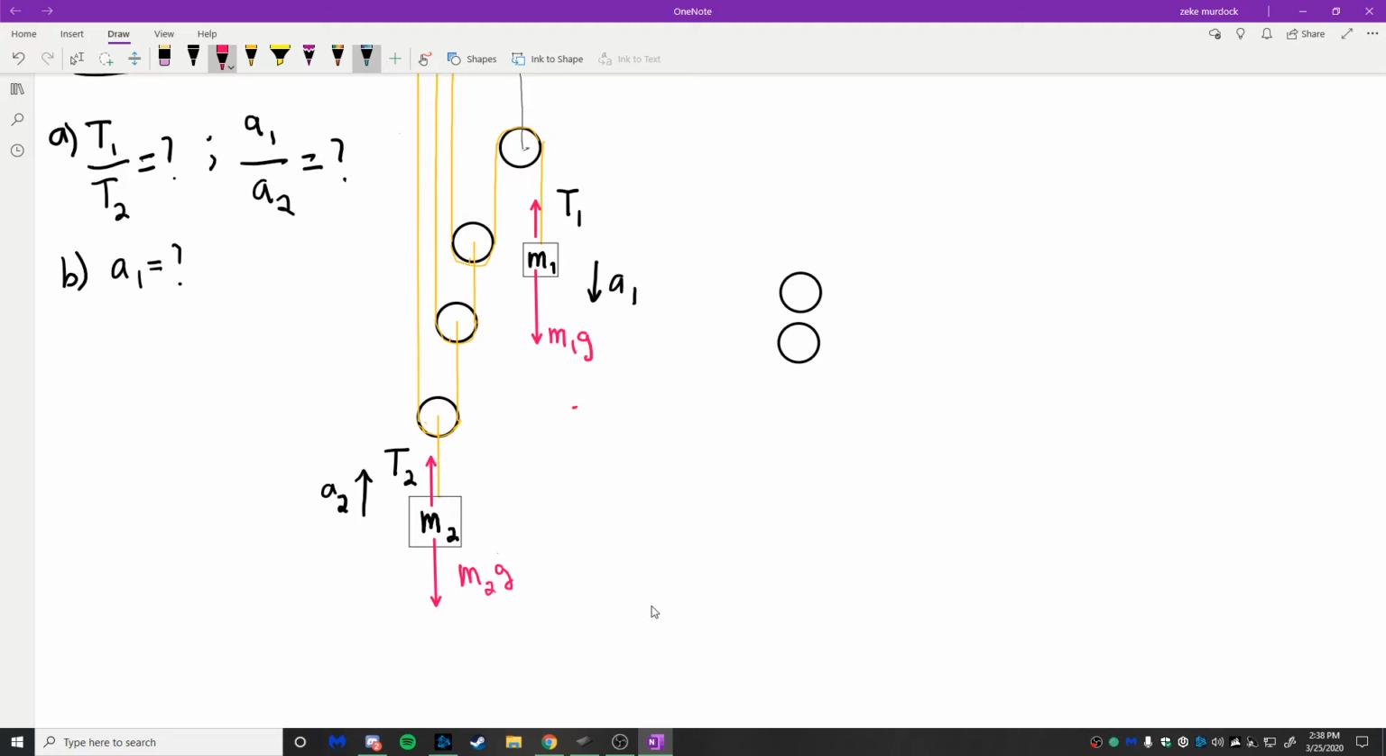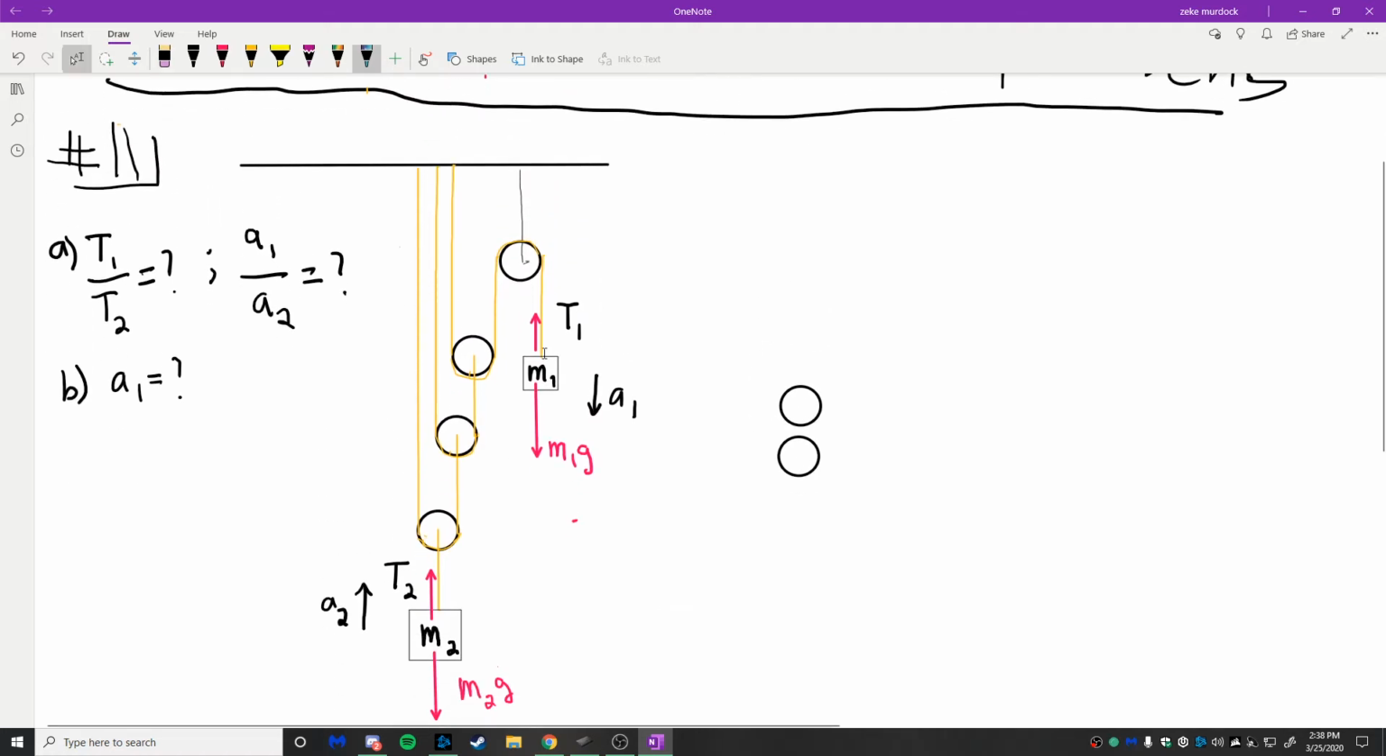And then if we look at this rope right here, this one rope, it goes all the way from the ceiling down to this pulley and then back to here. And so if the tension in this rope here is T1, and we make the assumption that these pulleys have very little mass, or that their mass just doesn't matter relative to the other masses, we can say that the tension in this rope is the same the whole way. It's going to be T1.